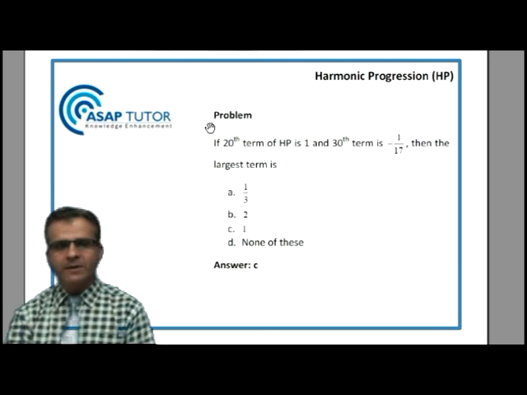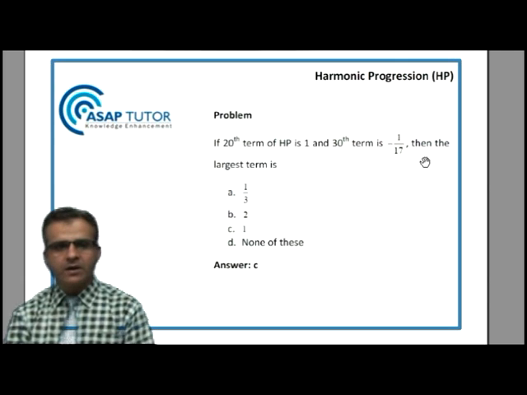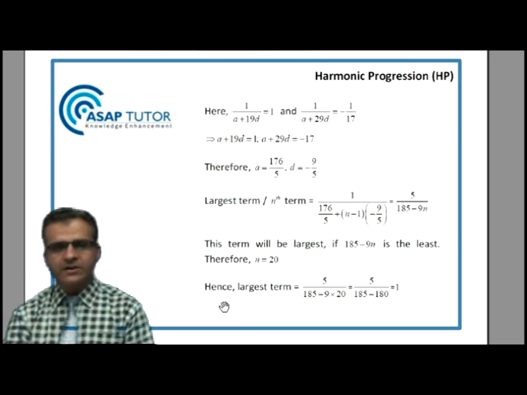Now let's take one problem. The 20th term of the HP is 1, the 30th term is minus 1 by 17. Now we want to find the largest term. Here the answer is 1. The 20th term of the HP is given as 1. So the 20th term of the AP will be a plus 19d. So the reciprocal of it will be 1 over a plus 19d is equal to 1. Similarly, the 30th term will be 1 over a plus 29d is equal to minus 1 by 17.